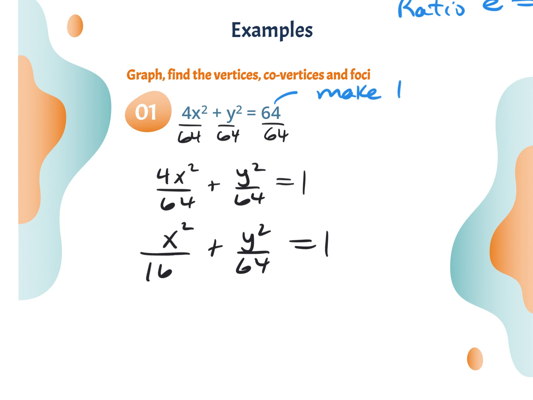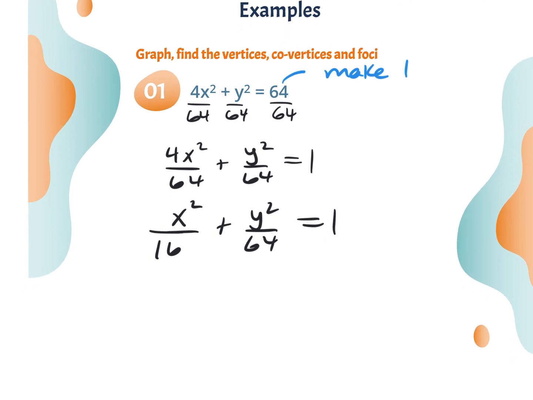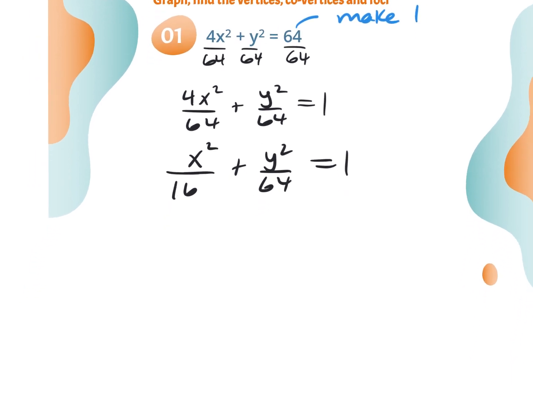Now I've got it looking like what we saw in the previous slides. So remember, A squared is always the bigger number. My A squared is located right here. So A squared equals 64, and B squared is going to equal 16.